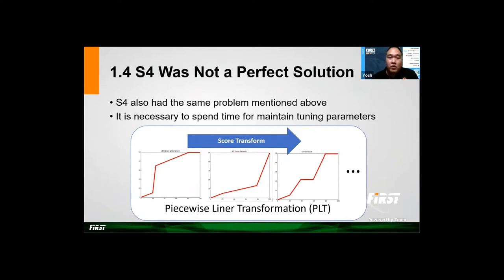S4 is a useful tool, but had a difficult-to-tune problem. It is necessary to spend time maintaining the tuning parameters used in the score transformation. When I integrated 17 tool scores for three dimensions, I set parameters of piecewise linear transformation, PLT, for all of the tools. PLT is flexible for human thinking, but it is complex. It needs much time for setting the appropriate parameters. In short, this tool gave an analyst time reduction, but also time increase. That is a fatal problem.